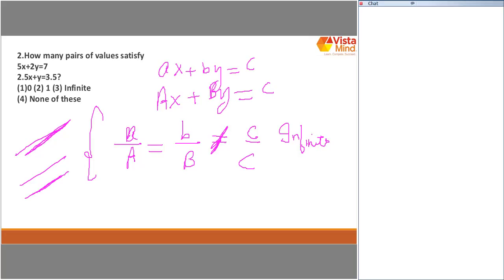Next, if I say that this is happening, small a by a is not equal to small b by b, then it is a unique solution. What do I mean by a unique solution? Unique solution means the lines are cutting at only one point. Is that okay?